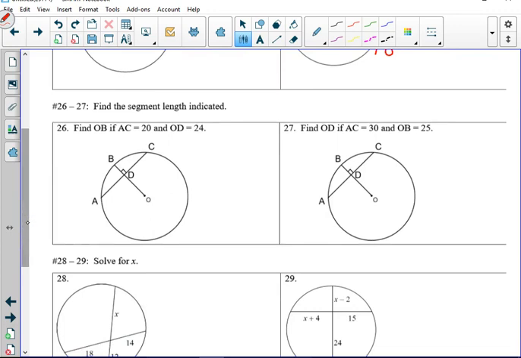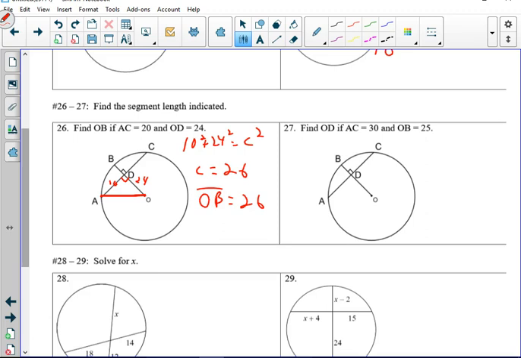All right. AC is 20, which makes this 10. OD is 24. We're trying to find OB, which is the radius, same as AO. Right angle, 10 squared plus 24 squared equals c squared. C ends up being 26. 24 squared plus 100, square root that number, you get 26. So OB is 26.